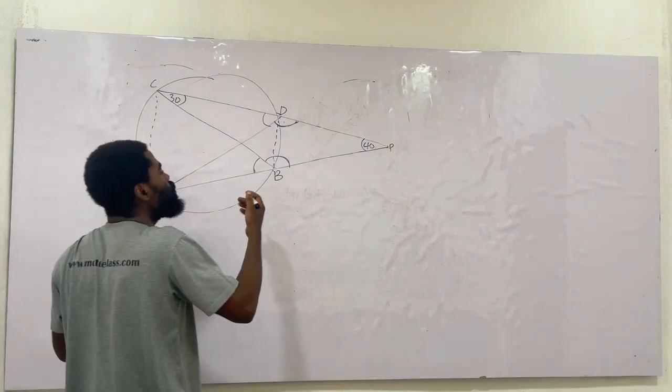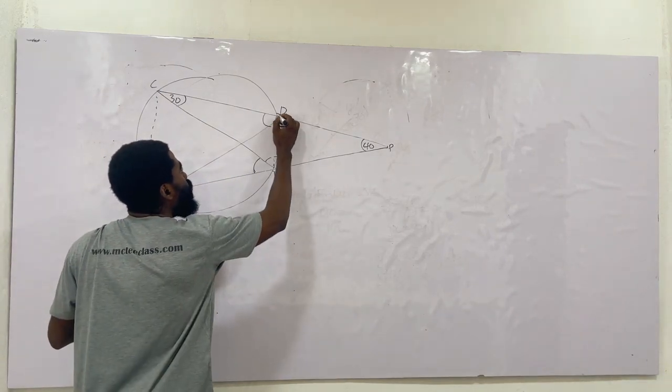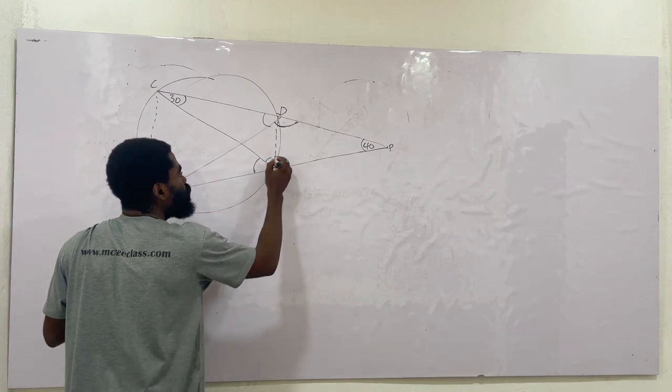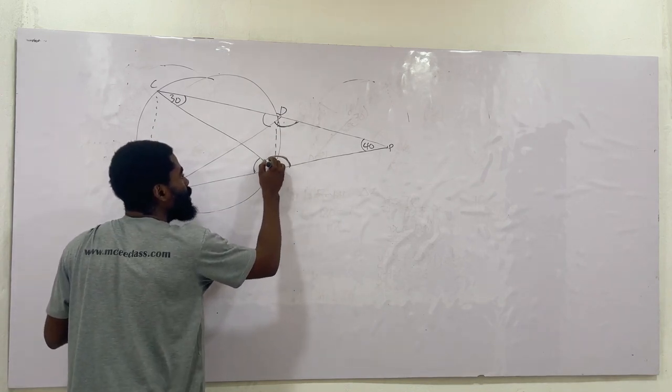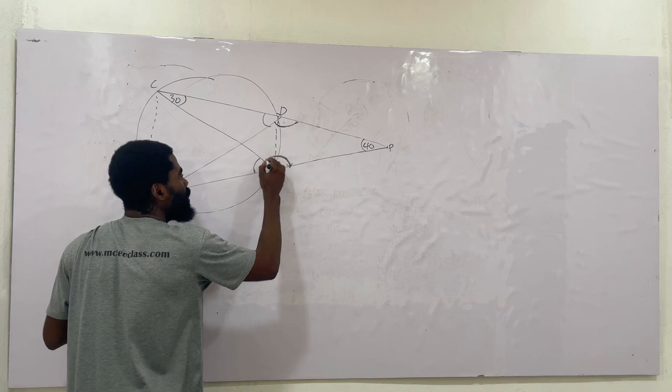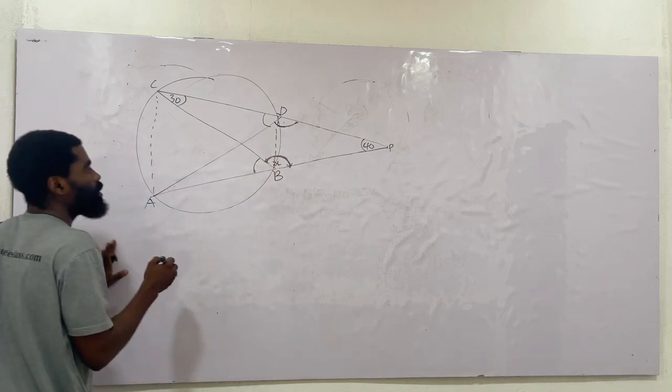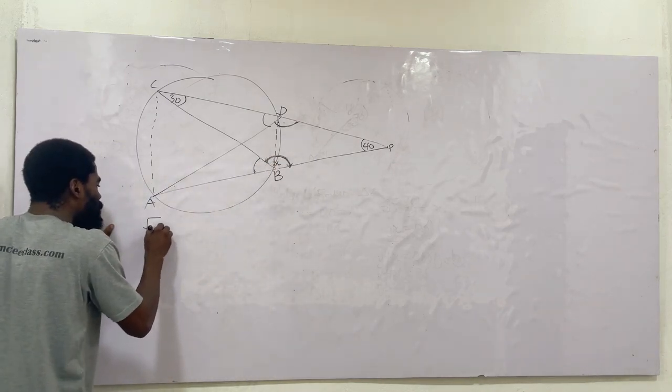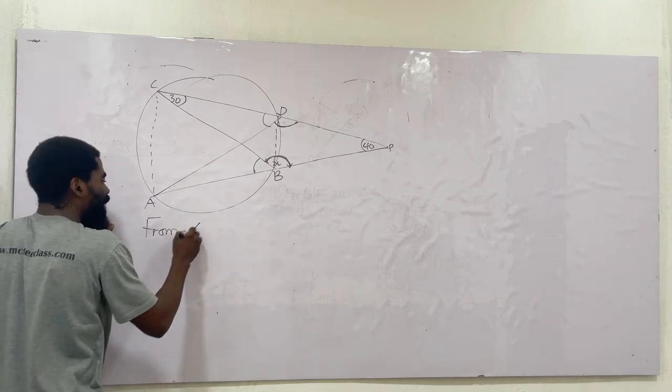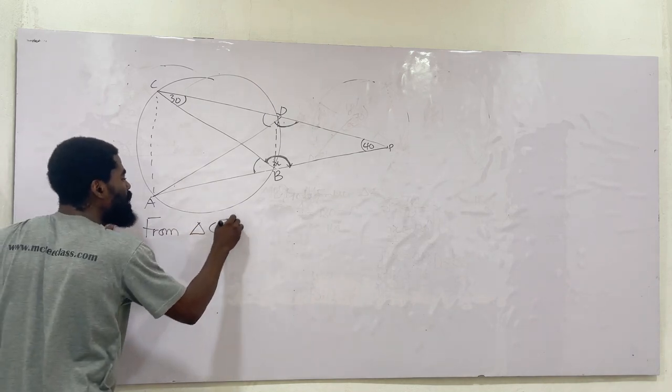So I will introduce my own variable. I want to call this whole angle, or the arc tells us the measure of the angle. I want to call this whole angle X. So I will say that the person should go and look at triangle CBP.